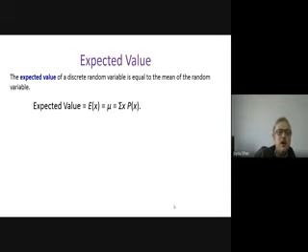Now, the expected value of a discrete random variable is equal to the mean of the random variable. Sometimes in a probability distribution, instead of saying the mean of the distribution, we also call it the expected value of the distribution. The expected value of that random variable is nothing but the mean of that probability distribution. You can see here it is denoted by E(X), where X is the random variable. So the expected value of the random variable is equal to the mean of the distribution.